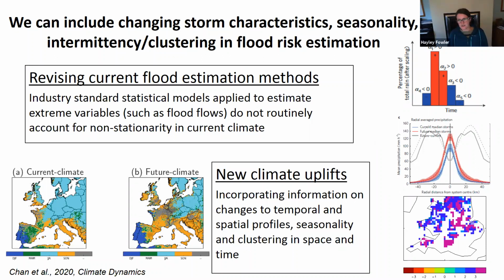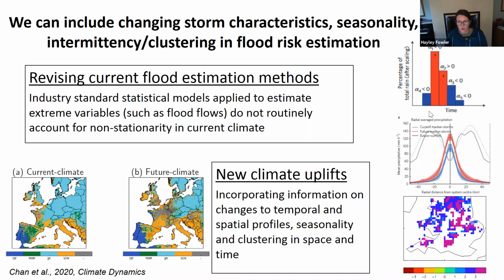And part of this is also thinking about how do we include those changing storm characteristics that we've identified in the science? How do we include changing seasonality? How do we include changing intermittency and clustering of storms into our flood risk estimation methods? How do we actually include things like the changes to the temporal profile of storms? Do we need to use new storm profiles that represent these things? Do we need to change those in new ways to actually account for those changes that we've quantified from models?